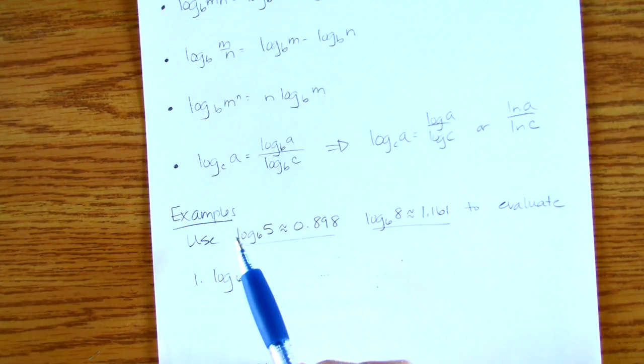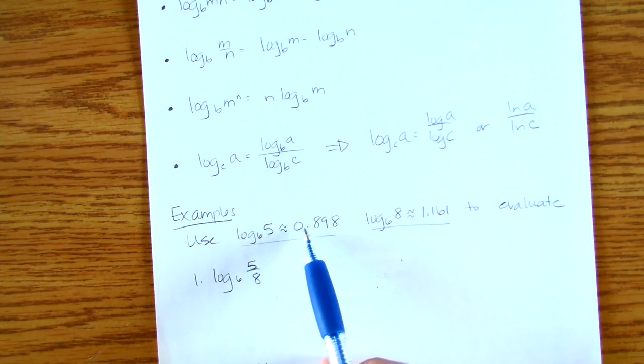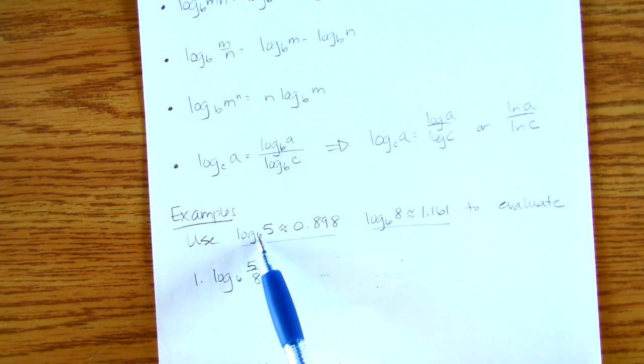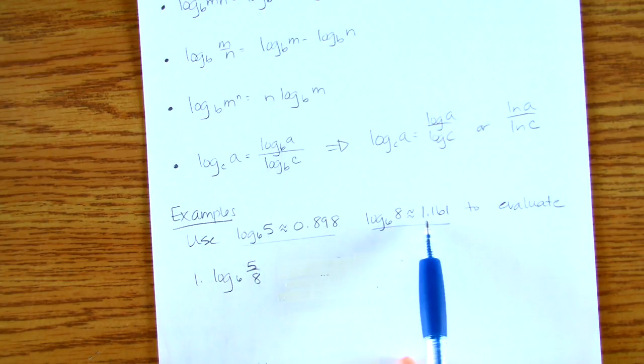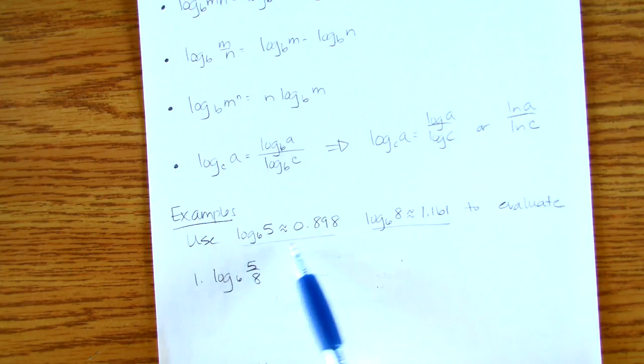In the first set of examples, they give us some values. Log base 6 of 5 is approximately 0.891. Remember, what does that mean? 6 to a number less than 1 is 5. That makes sense. Log base 6 of 8: 6 to a number a little bit more than 1 is equal to 8. And we're going to use these two approximate values to evaluate some logs.